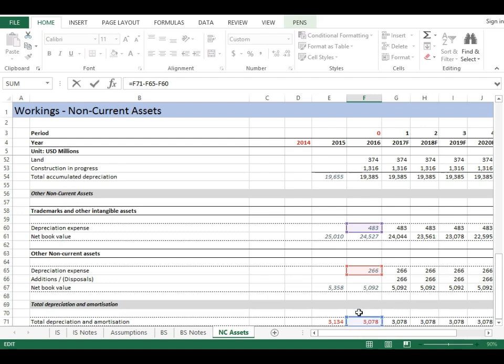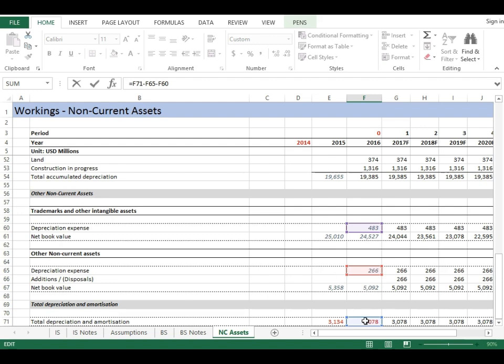Within this depreciation expense there are different types of depreciation. There is some depreciation pertaining to property, plant and equipment, some pertaining to intangibles, and some pertaining to other non-current assets. So from this total depreciation and amortization, I have subtracted depreciation related to other non-current assets and amortization of intangibles. If I subtract these two items, what am I left with? I am left with the depreciation of property, plant and equipment.